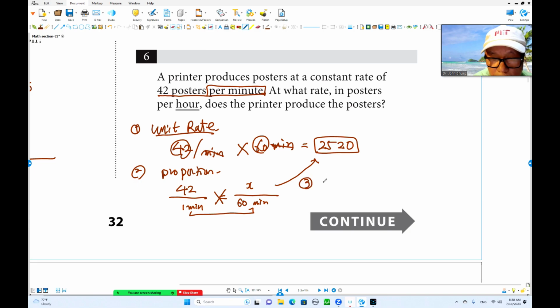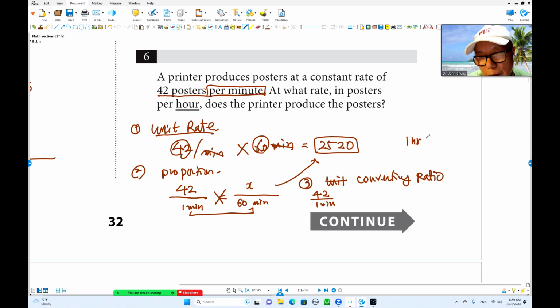Or you can use converting units. Okay, converting unit ratio. I'm going to convert the ratio, each of 5. Because this one is 42 pastels over 1 minute. Okay, we know that 1 hour equals 60 minutes. This is equivalent. Now change into a converting ratio. Take a look. 1 hour equals 60 minutes. That is called what? A converting ratio, okay?